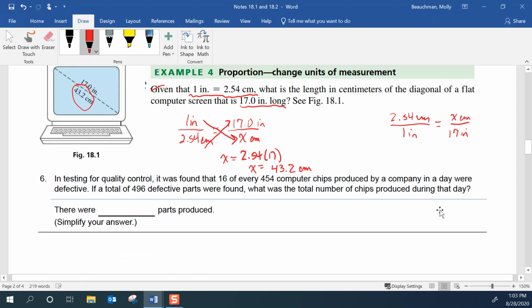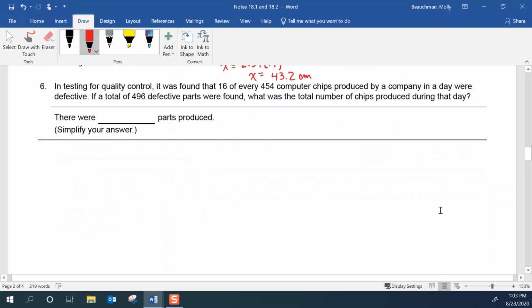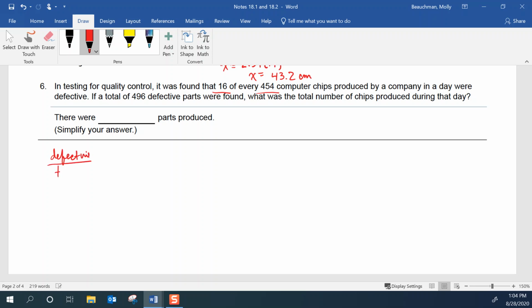All right, let's take a look at one problem from MyMathLab. In testing for quality control, it was found that 16 of every 454 computer chips produced by a company in a day were defective. If a total of 496 defective parts were found, what was the total number of chips produced that day? So we want to make a ratio of what we know. We know that 16 of every 454 were defective. So we want a ratio of defective to total: 16 defective out of 454 total.